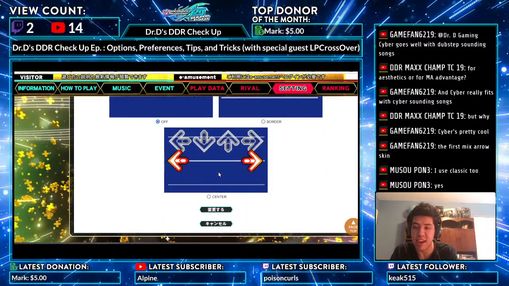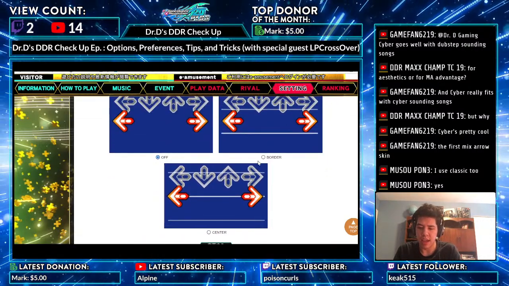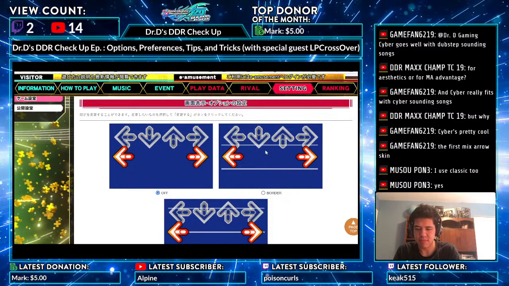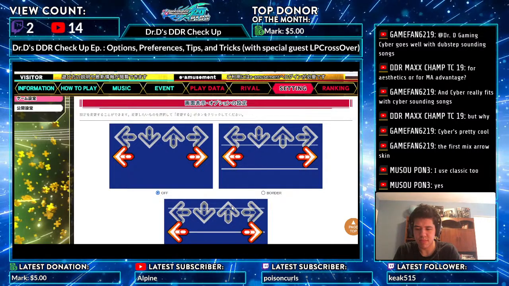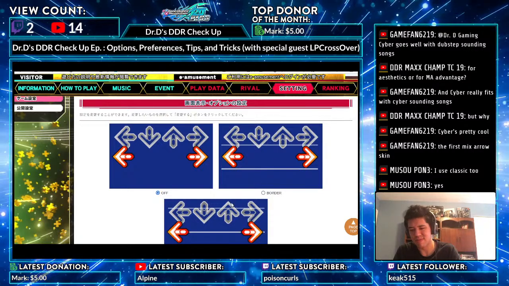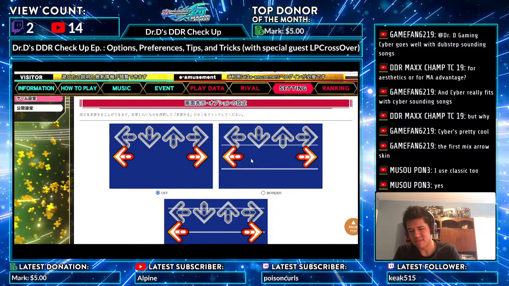Actually, no, it's the center. It's the center. Yeah, so this is something you can do. Some other music games have something like this, but that was the default. But believe it or not, most people just want it off. They think it's just too distracting.